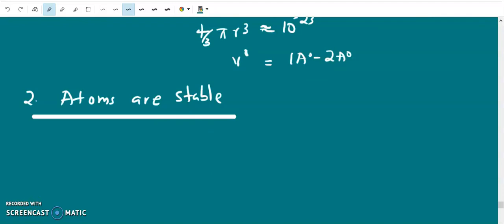Now the second property of the atoms is that they are stable. They do not break into smaller pieces, and they do not collapse. Therefore, the internal forces that hold the atom together should be in equilibrium. This shows that the forces that pull all parts of the atom together must be opposed. So they are equal and opposite. The force that acts to bind them and the force that acts to pull them apart should be equal and opposite.